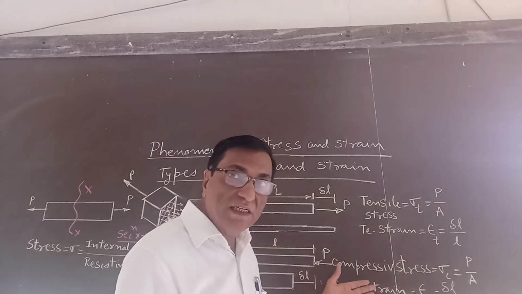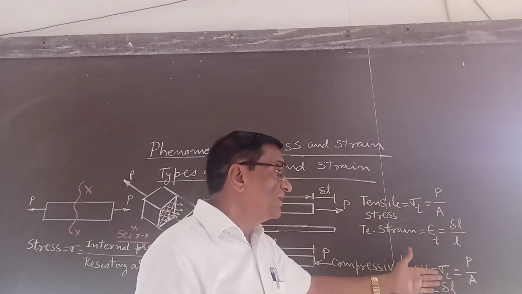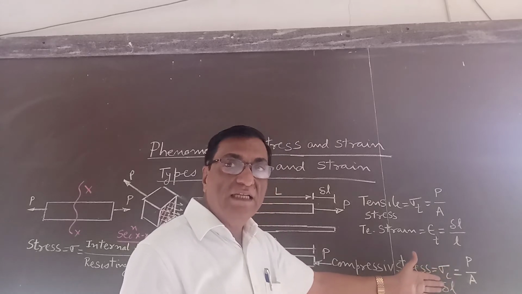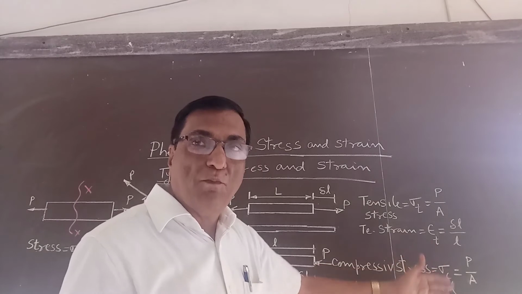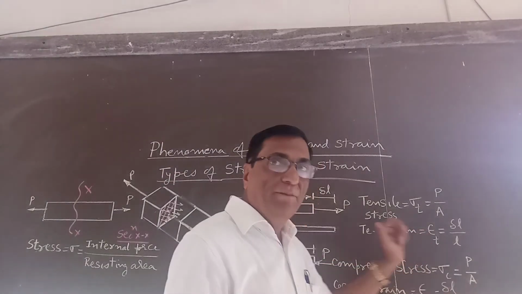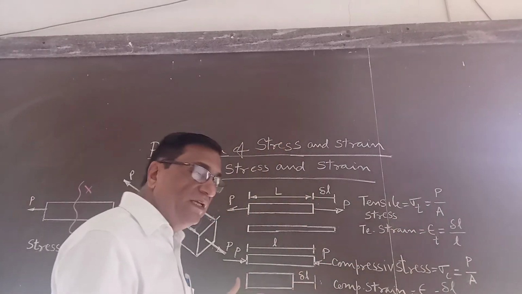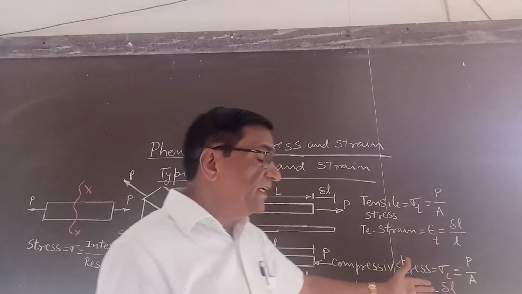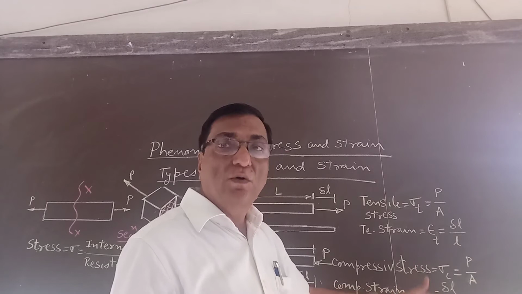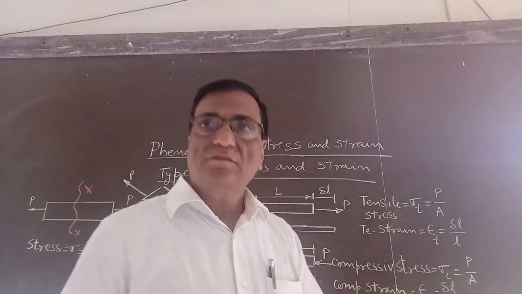So compressive stress is indicated by sigma C, and it is the ratio of the compressive load upon resisting area. The corresponding strain will be the compressive strain, and it is the ratio of decrease in length upon original length.